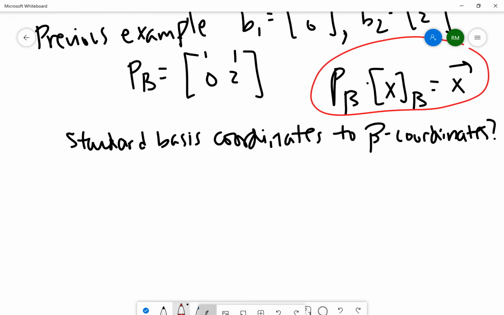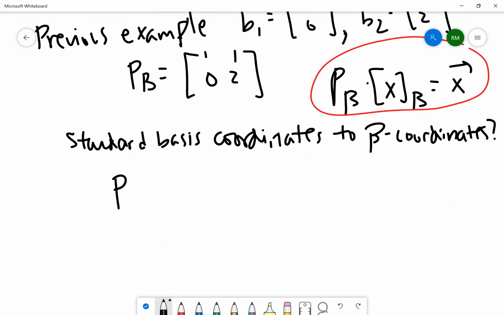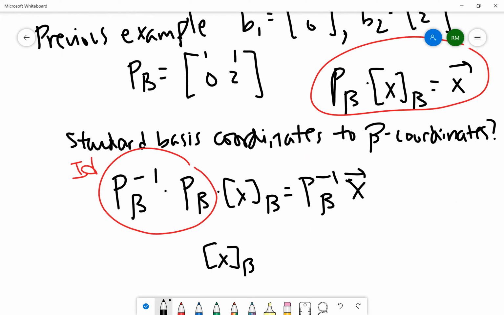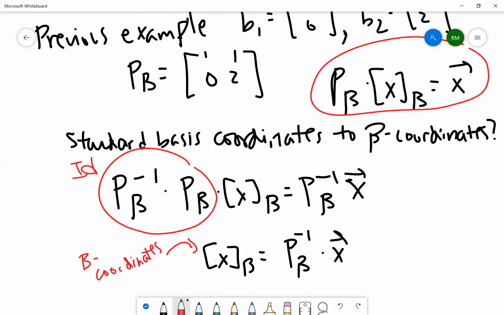All right, now that you've had a chance to think about it, you multiply both sides by P beta inverse. We see that this piece just becomes the identity. And therefore what we get is that the coordinate vector of x is the inverse of the change of basis matrix times my vector in standard coordinates. So this is beta coordinates, and this is standard coordinates or standard basis coordinates.